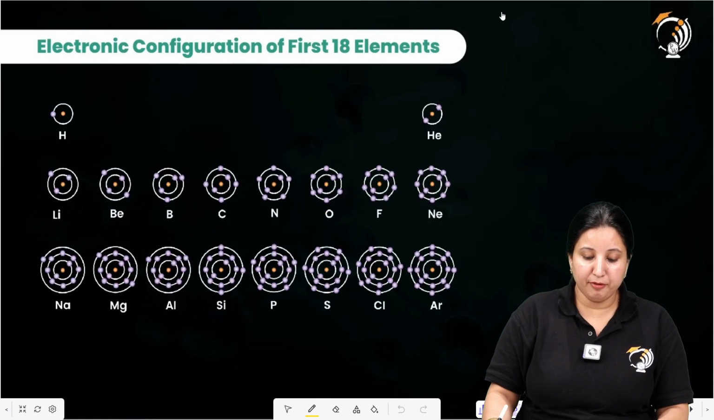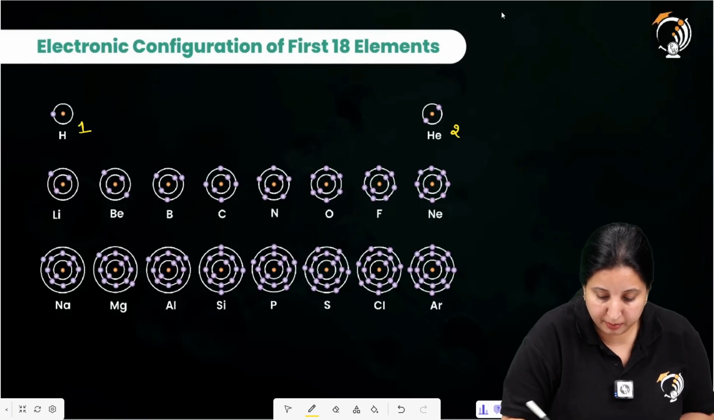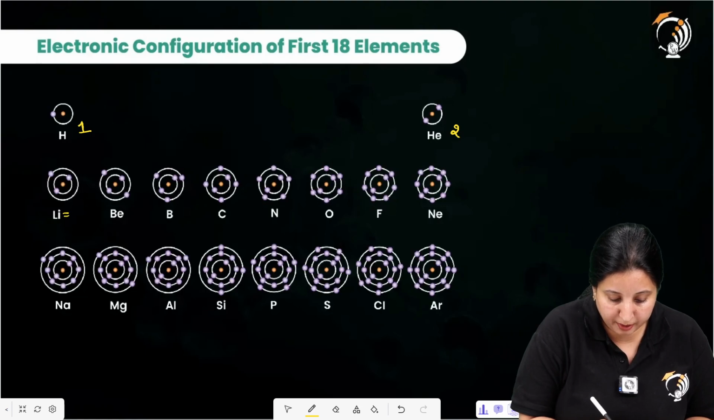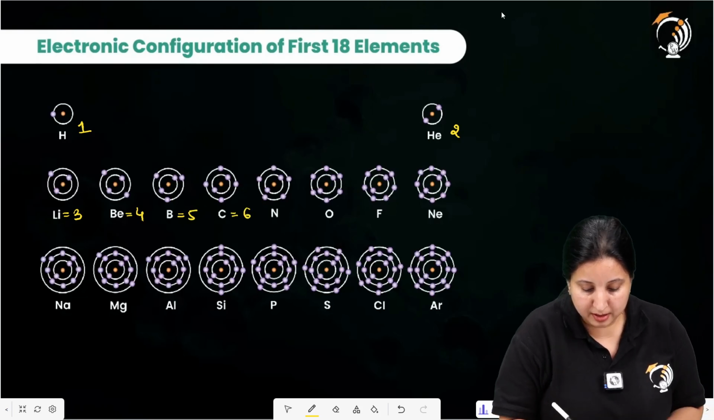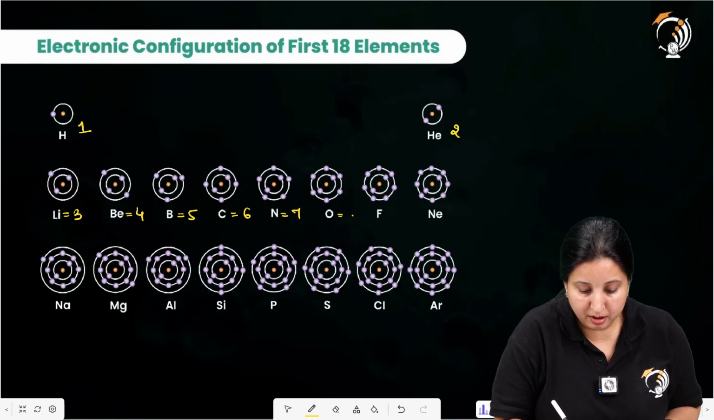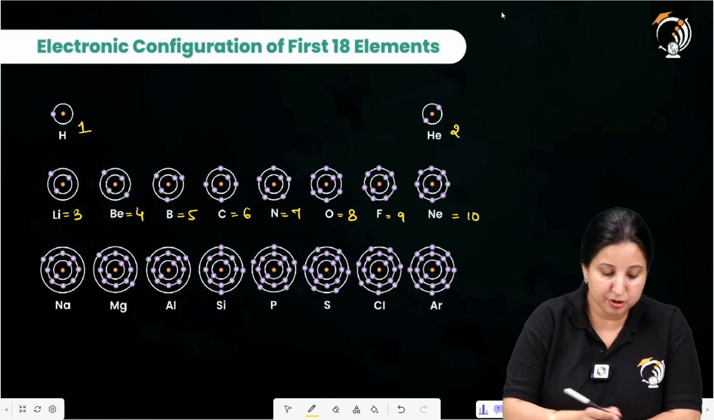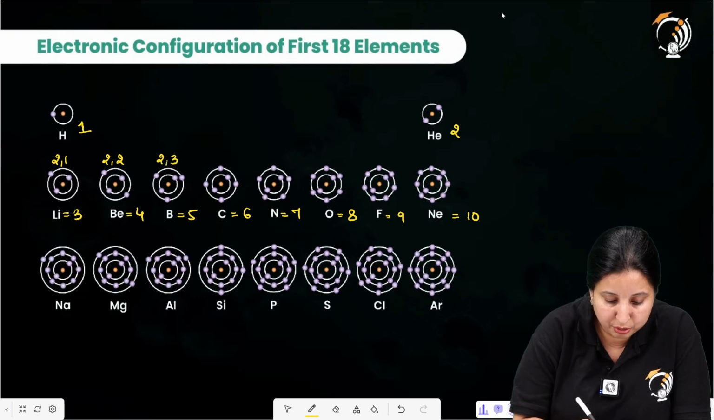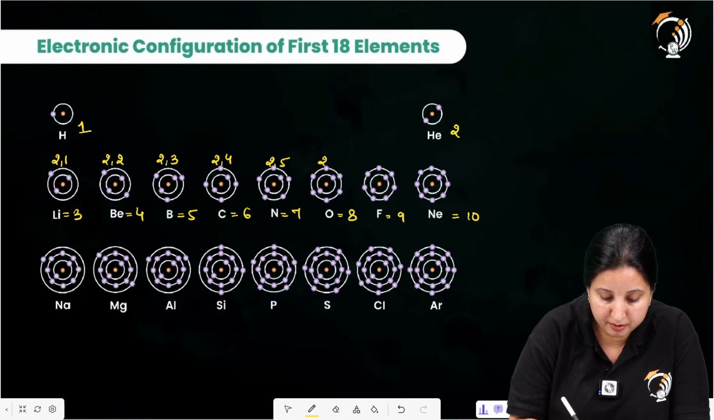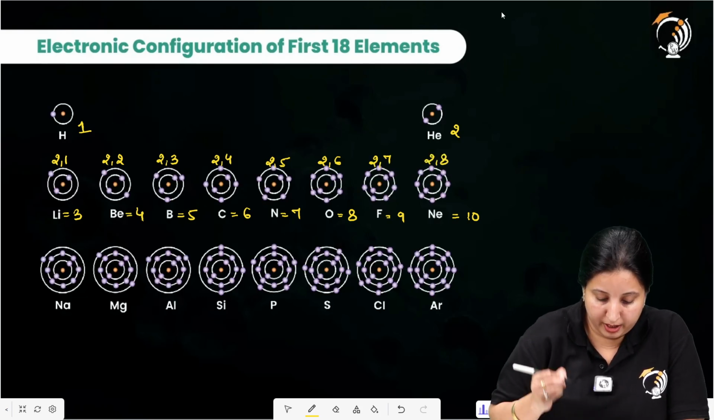So here we have kept the first 18 elements. Look, hydrogen, atomic number is 1. Helium, atomic number is 2. Lithium, atomic number is 3. Then 4, 5. Carbon is 6. Then nitrogen is 7. Oxygen 8. Fluorine 9. Neon 10. So if you write down the electronic configuration, how is it? 2,1. 2,2. 2,3. 2,4. 2,5. 2,6. 2,7. 2,8.